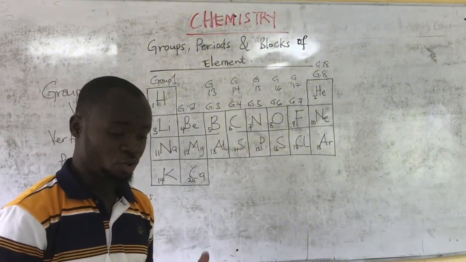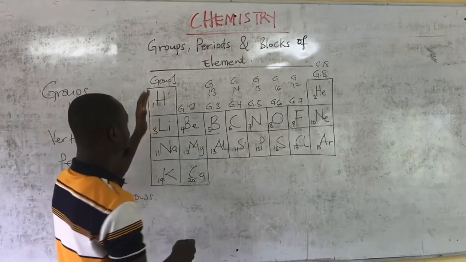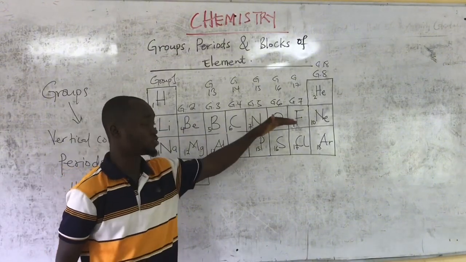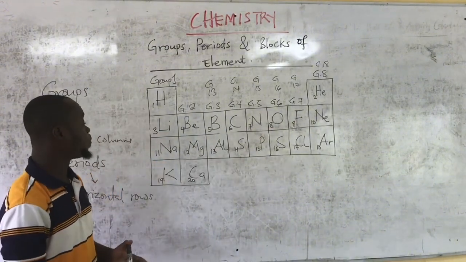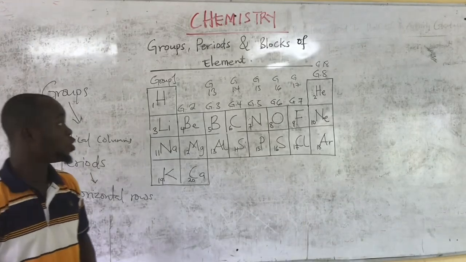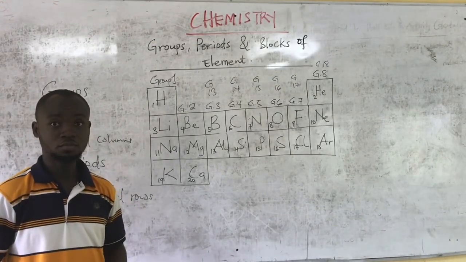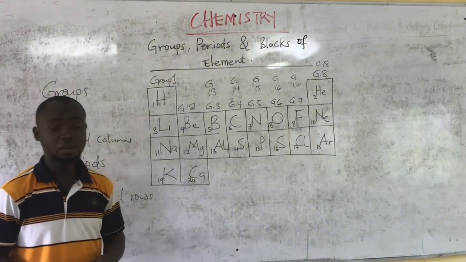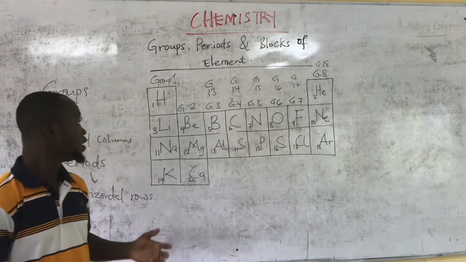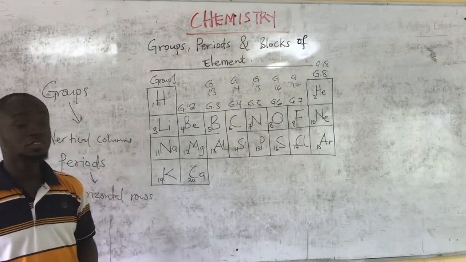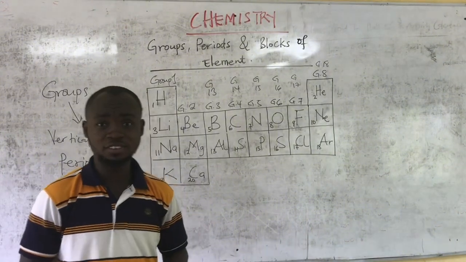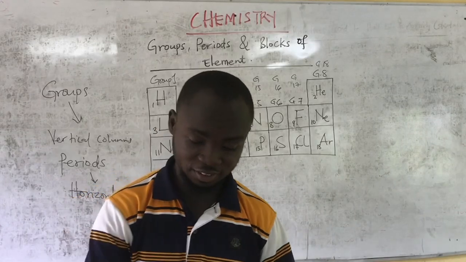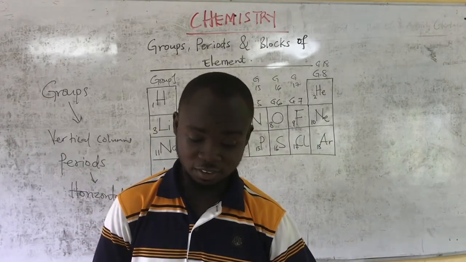For groups of elements, we are talking about the vertical arrangement of elements on a periodic table, and for periods of elements, the horizontal rows. Is that okay? That is groups and periods of elements on the periodic table. The group 1 elements are also referred to as the alkali metals. Group 2, the alkaline earth metals. The group 7 elements are called the halogens, and then group 8, the noble gases. So that is the group of elements and the period of elements.